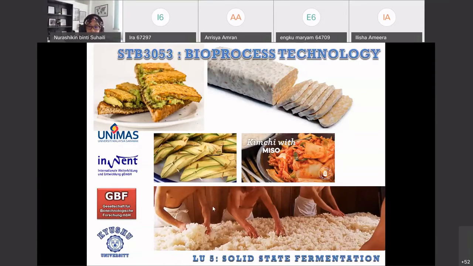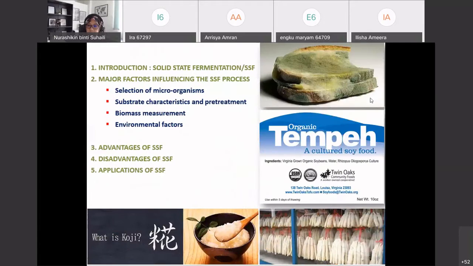So let's have a look at the subtopics that we are going to cover for this LU. First, we're going to have a look at what is solid state fermentation. What's the definition of SSF? It's simply known as SSF. And then what are the major factors that influence the SSF process? There are a few factors. The first one is microorganisms, and then the substrate characteristics and pre-treatment.